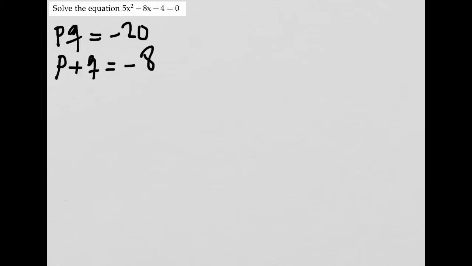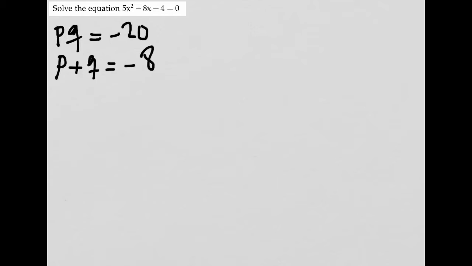To solve this quadratic equation, we first need to factor. And once we factor, we use the zero factor property to figure out the solutions. So to factor, we use the trinomial method. We need two integers, p and q, whose product is 5 times minus 4, which is minus 20, and the sum of p and q should equal the coefficient of x, which is minus 8.